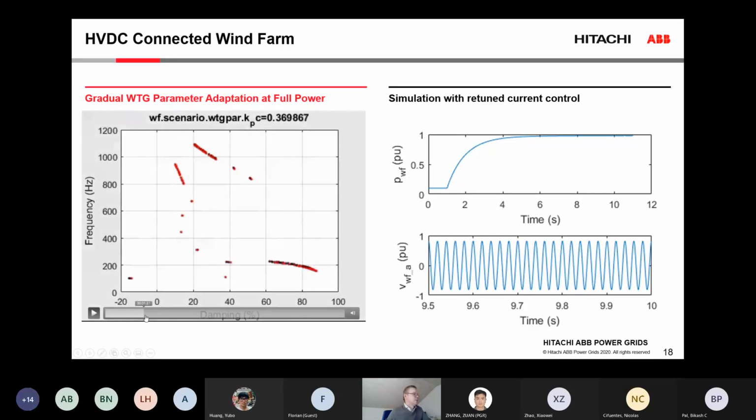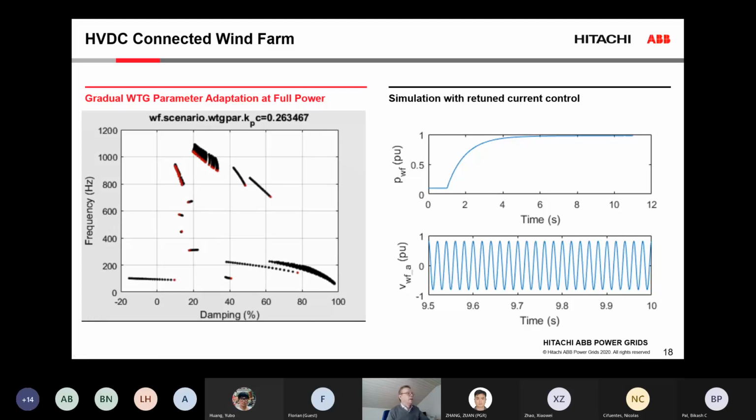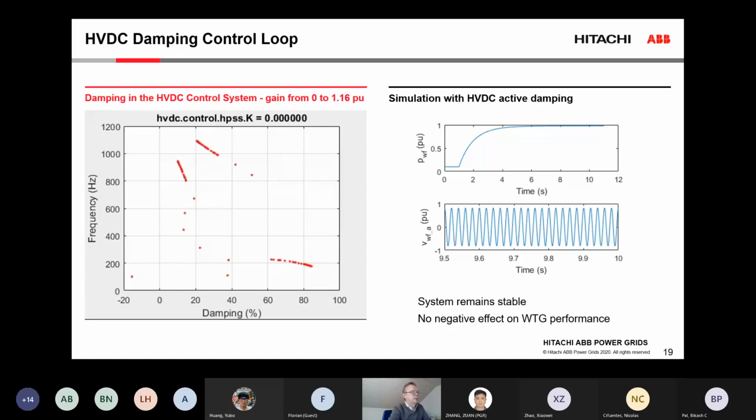And then you would see that if we decrease the current control gain, we can again reach a damping of about 15%. However, decreasing the current control gain is not necessarily something we want to do, because it may get much more tricky to fulfill fault ride through criteria for the wind turbines. And so with the HVDC, we get another possibility here. We can consider a damping control loop in the HVDC.